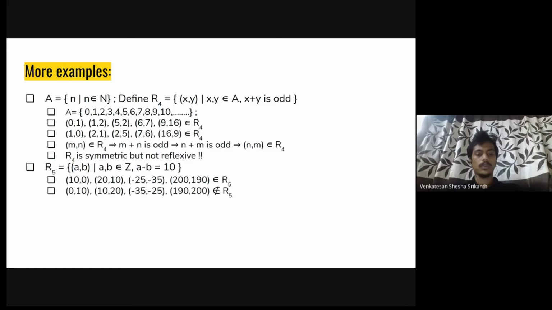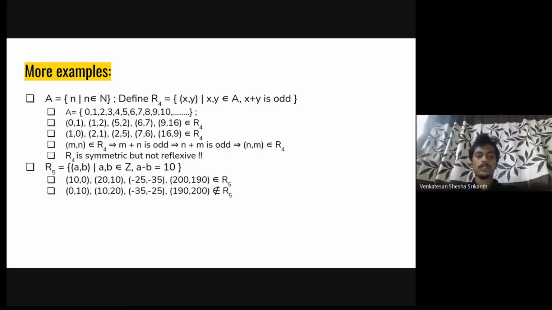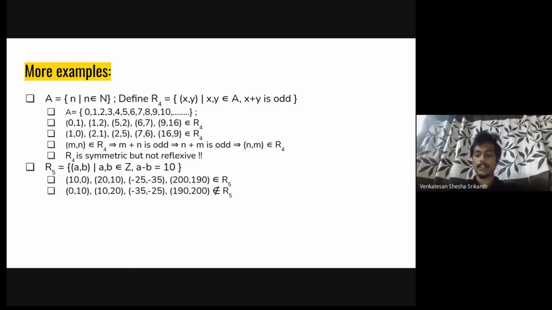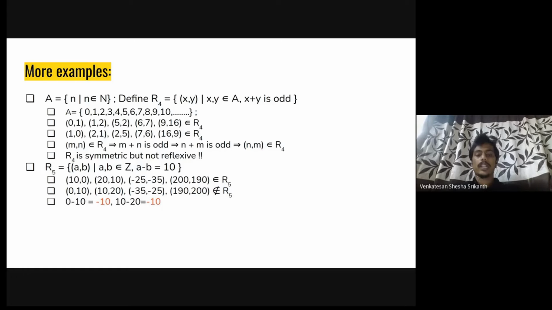So for (10, 0), (0, 10) should be in our R5. Will (0, 10) be in our R5? No, because 0 minus 10 gives us minus 10, which is not equal to 10. Therefore these elements (0, 10), (10, 20), (-30, 35), (-25, 190), (200) will not be in our R5, which fails the property of symmetric relation. Therefore R5 is not symmetric.